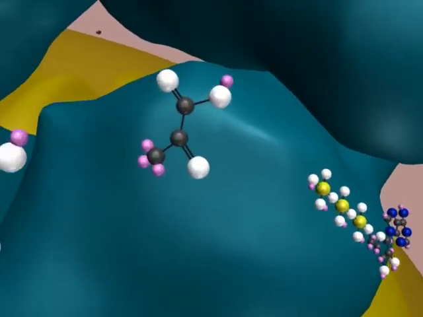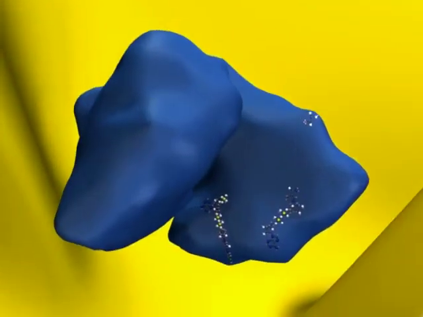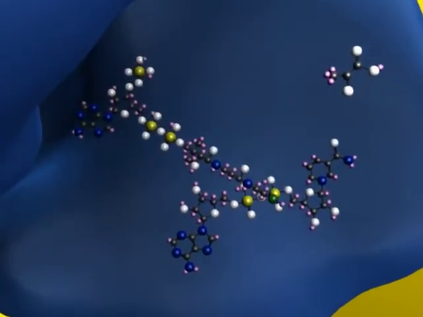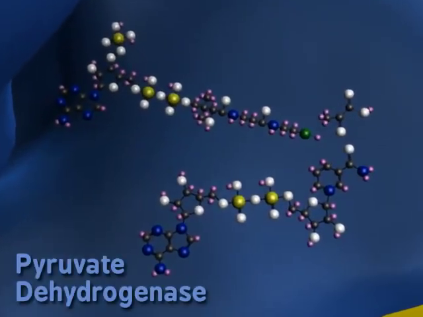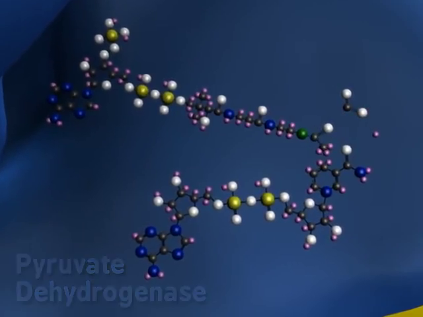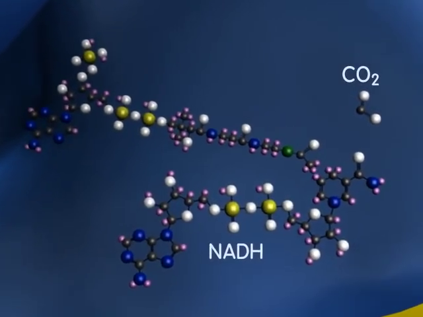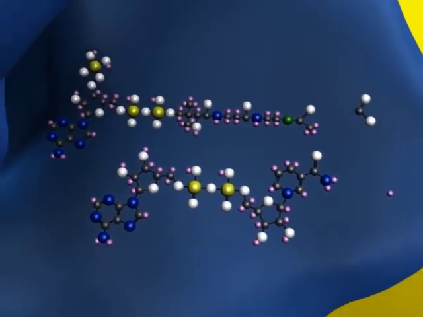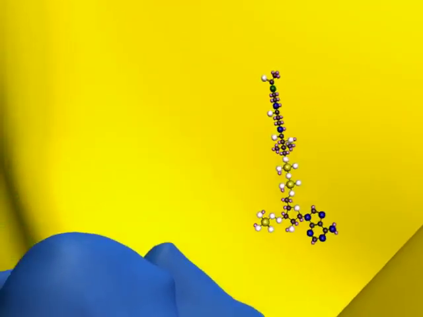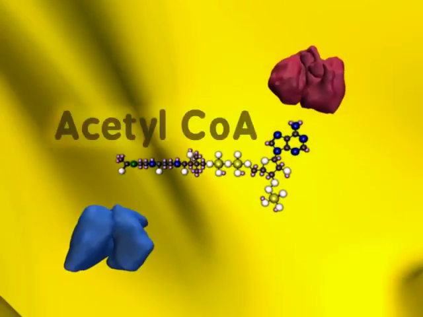Pyruvate is transported into the mitochondrial matrix, where it is oxidized to acetyl-CoA by pyruvate dehydrogenase. This step produces 1 NADH and 1 carbon dioxide for each of the 2 pyruvate molecules made from glucose. The acetyl-CoAs are the starting point for the citric acid cycle.